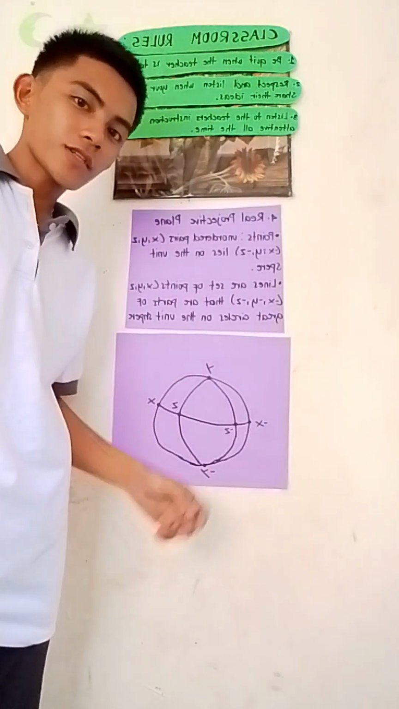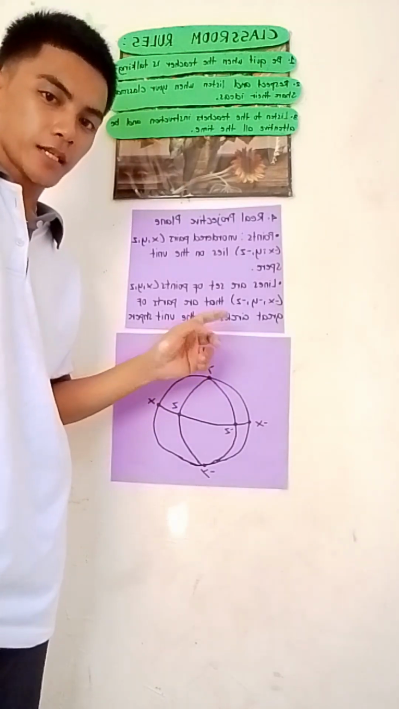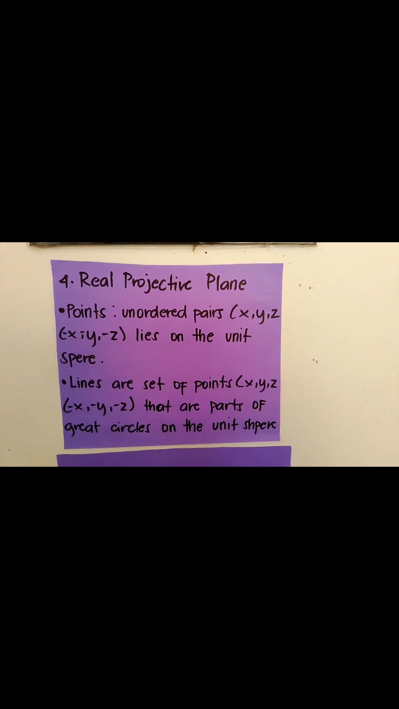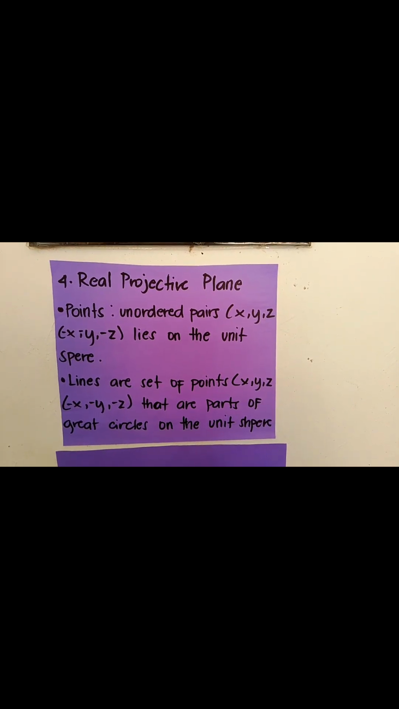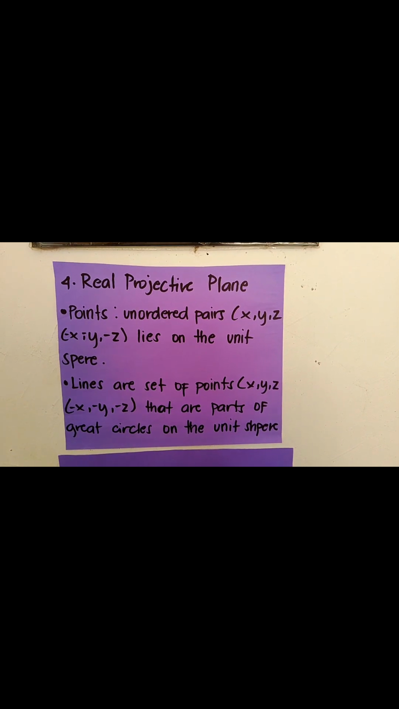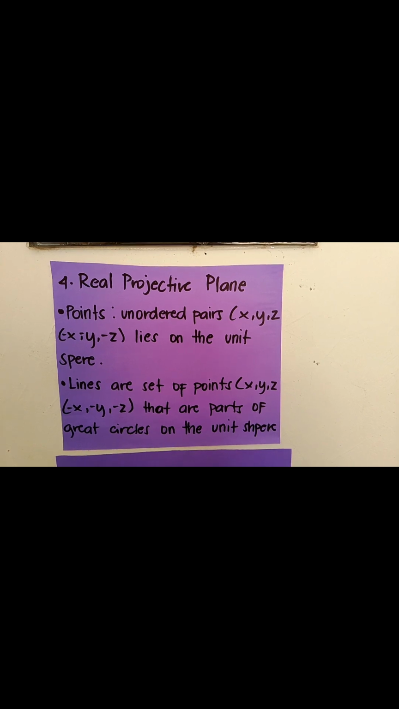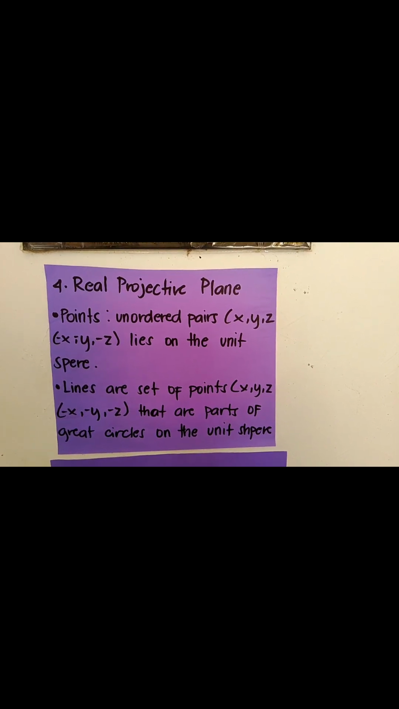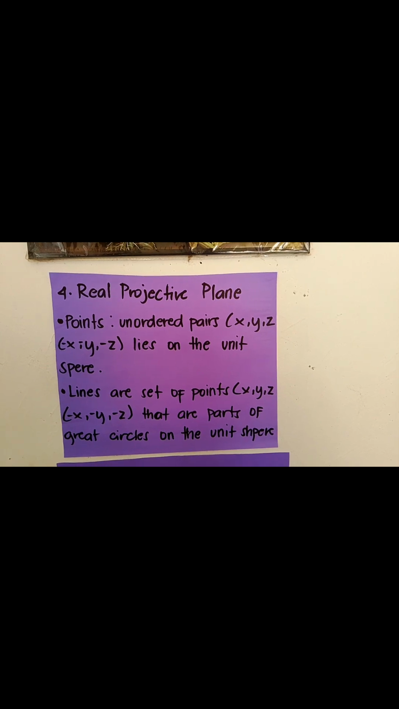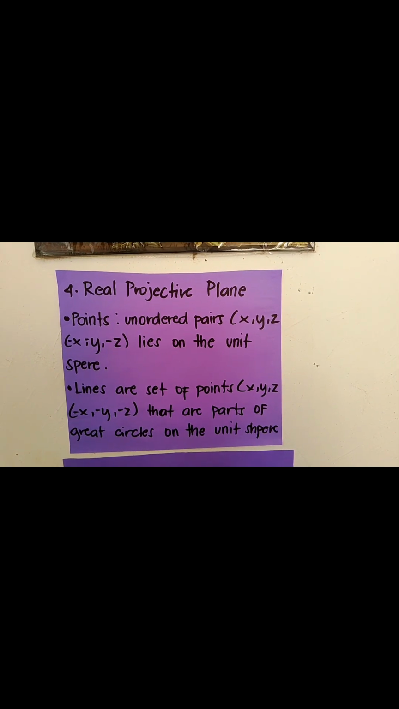The fourth model of incidence geometry is the real projective plane. Points are unordered pairs x, y, z and negative x, y, z that lie on the unit sphere. Lines are sets of points x, y, z, negative x, y, z that are parts of great circles in the unit sphere. So, example.